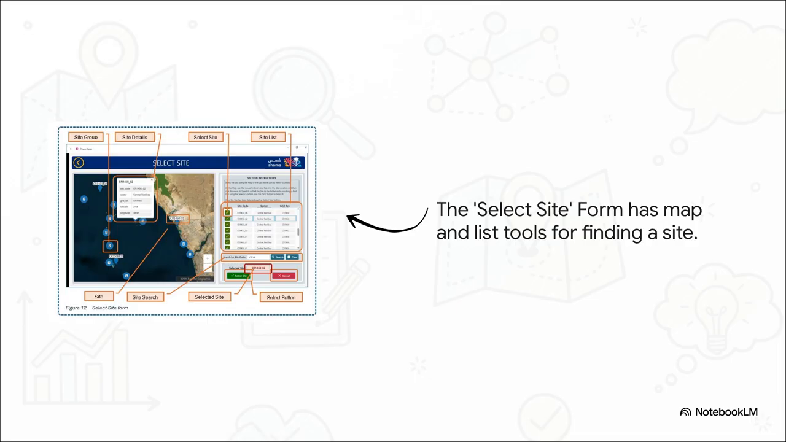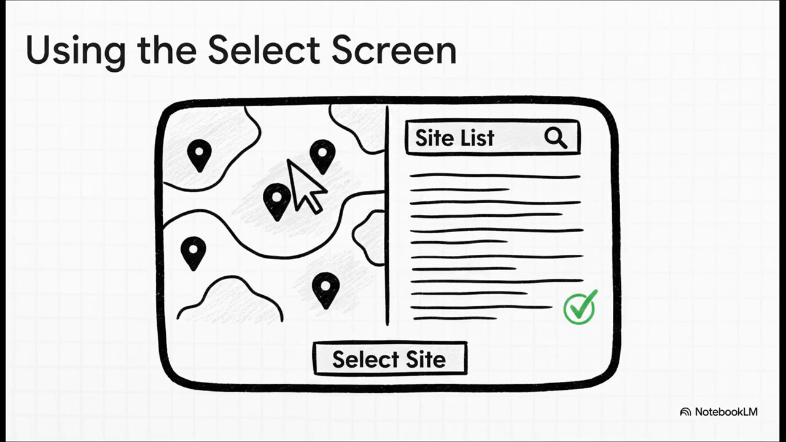Okay, here's what the select site form looks like. You've got two great options here. On the left, you can see the map, which is perfect for finding sites visually. And over on the right, you have the site list and a search bar to help you find a site by its code or name. Let's take a closer look at these tools.